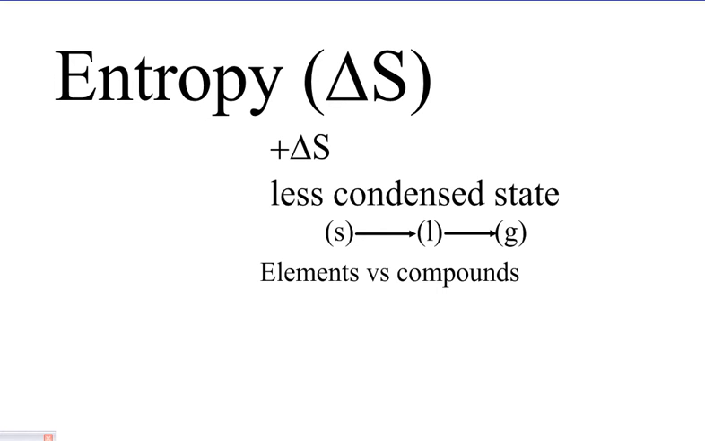If we're talking about something as being an element or a compound, the universe actually favors the production of compounds. Because when a compound forms, bonds are made and there's energy that's being released. So the production of compounds is thermodynamically favored.